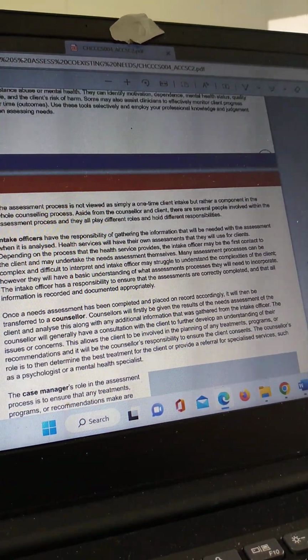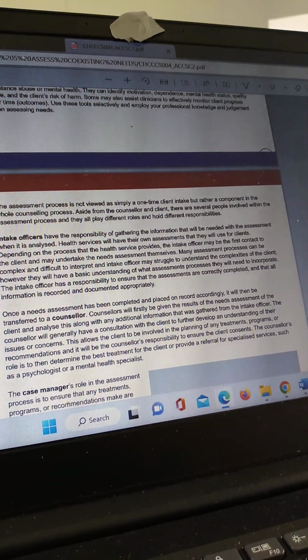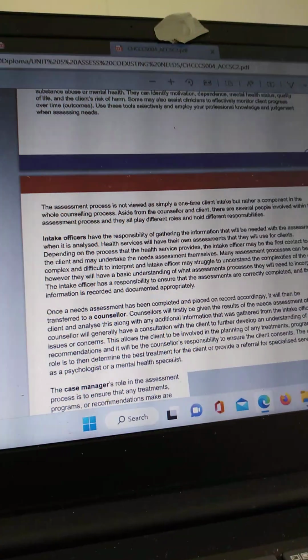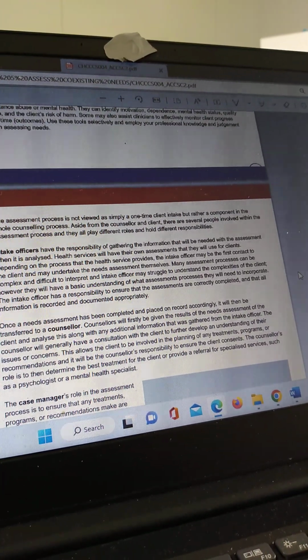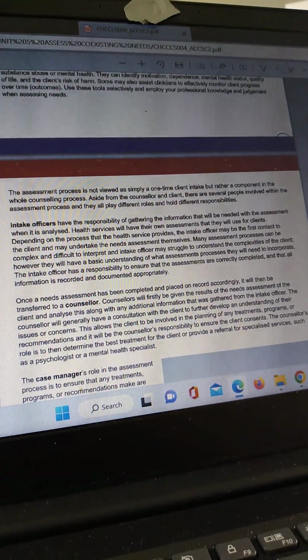The assessment process is not viewed as simply a one-time client intake, but rather a component in the whole counselling process. Aside from the counsellor and client, there are several people involved within the assessment process, and they all play different roles and hold different responsibilities.